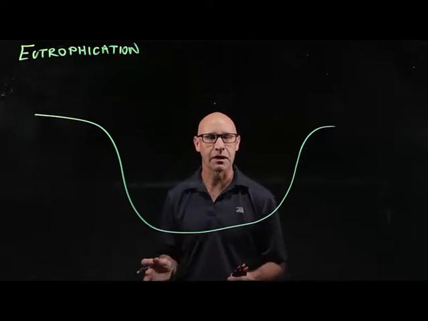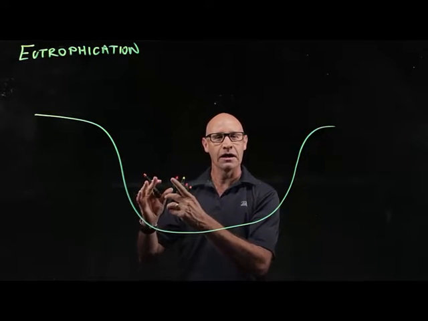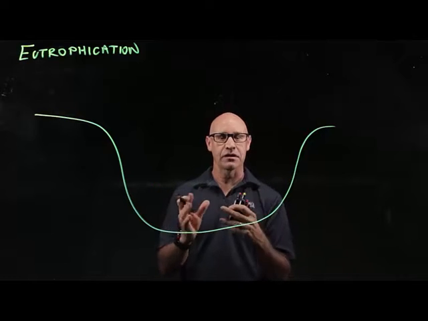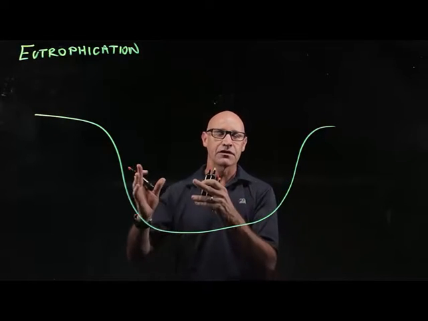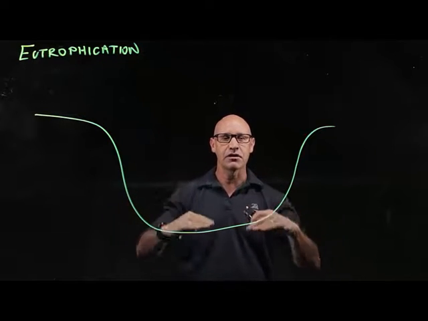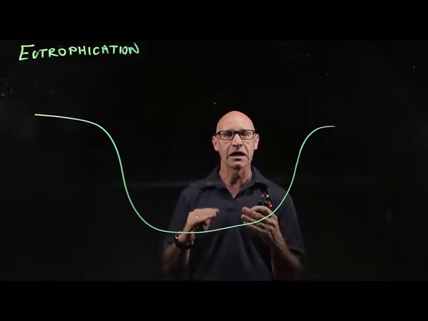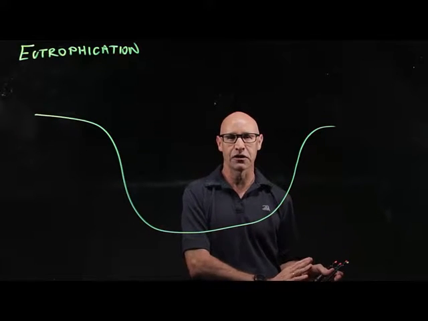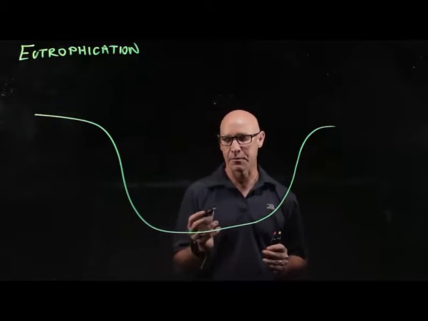Eutrophication is a multi-step process where high nutrient runoff contaminates a waterway and steps through a process that ultimately leads to a decrease in the dissolved oxygen in that waterway, and ultimately can lead to what we call a dead zone. So I'm going to talk you through that process.